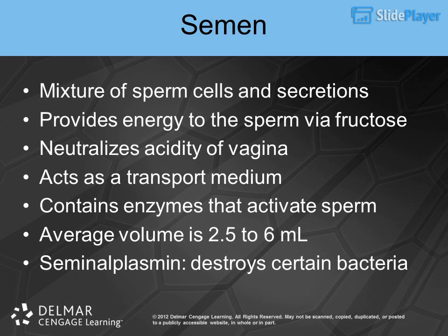Semen provides energy to the sperm via fructose. It neutralizes the acidity of the vagina and acts as a transport medium. It contains enzymes that activate sperm. The average volume is 2.5 to 6 milliliters. Seminal plasmin destroys certain bacteria.